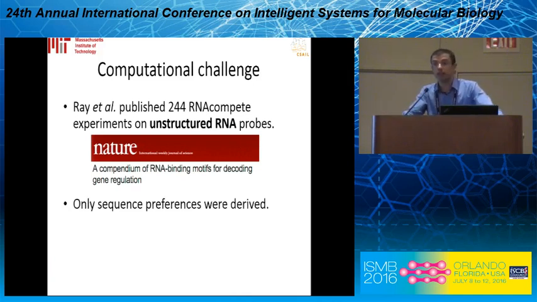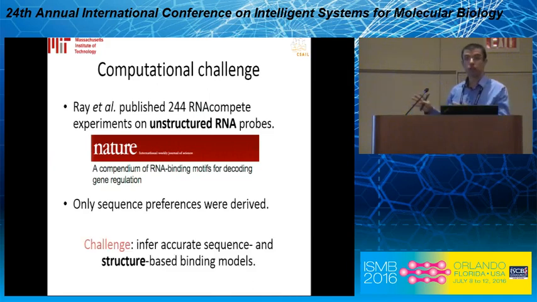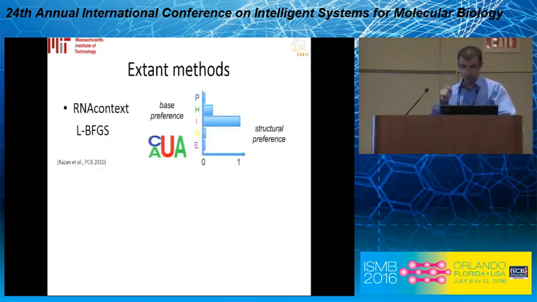Unfortunately, in the same study and in following studies that looked at the data, only sequence preferences were derived from this data, by making the assumption that since the RNA probes were designed to be unstructured, we cannot derive any structural preferences of this protein. So the challenge that we take on in this study is to infer both the sequence and structure-based binding preferences from this data. What are the extant solutions to solve this problem?